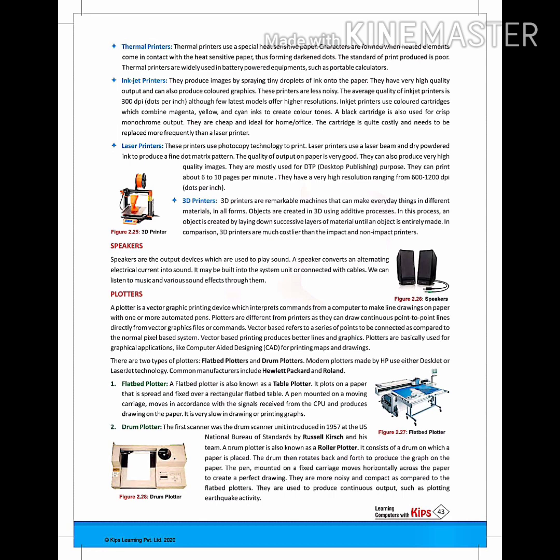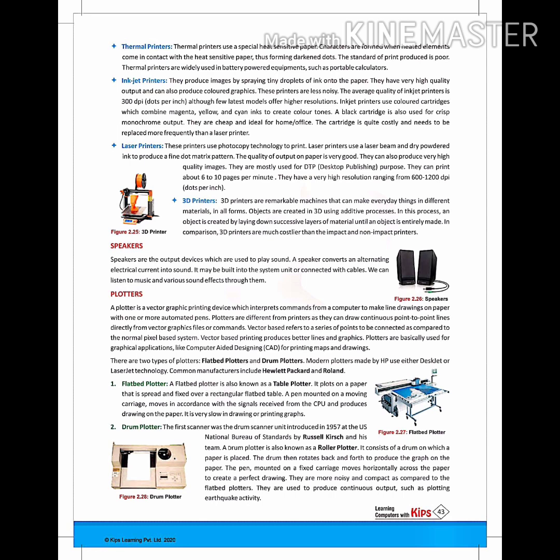Laser printers use photocopy technology to print. These are the type of printers we are using nowadays. 3D printers are remarkable machines that can make everyday things in different materials in all forms. Objects are created in 3D using additive processes.